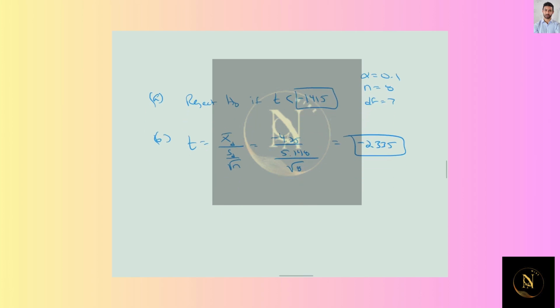And so the test statistic to 3 places is negative 2.335, which is less than negative 1.415. So in part C, the decision would be to reject the null hypothesis.